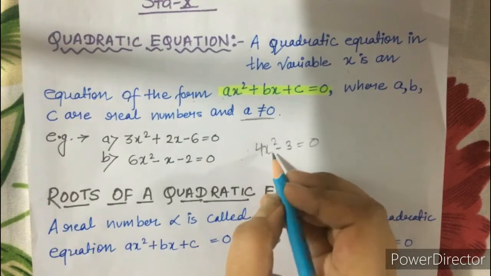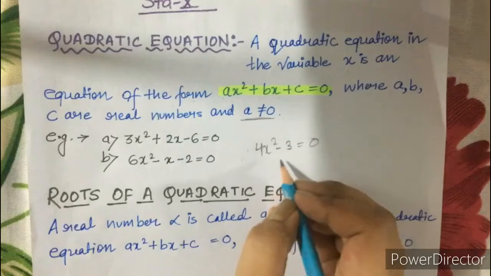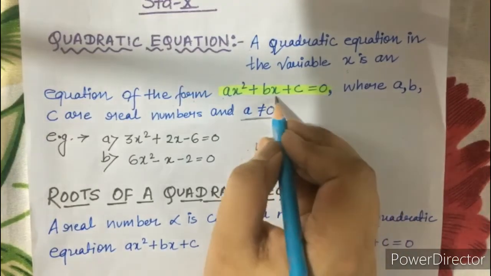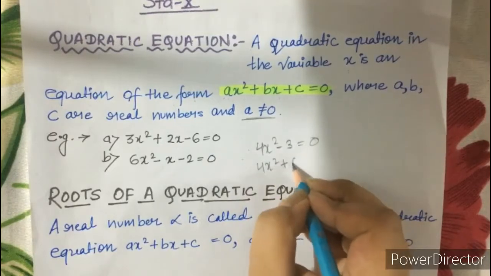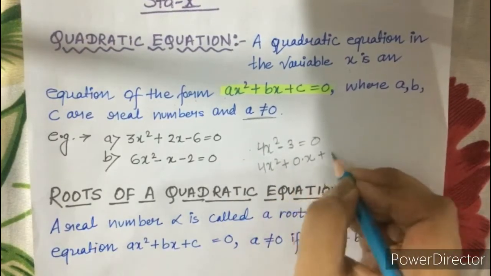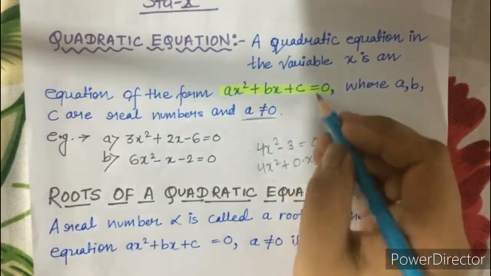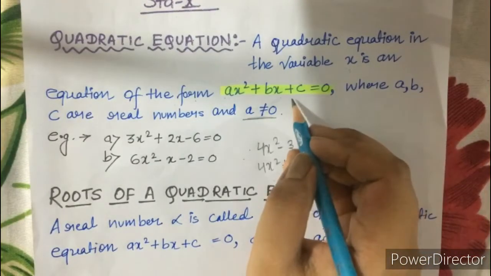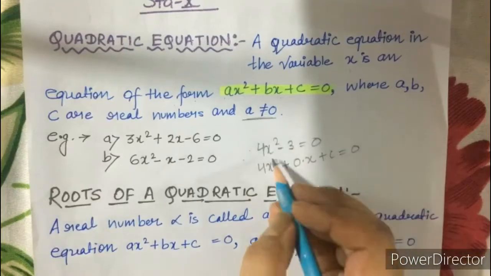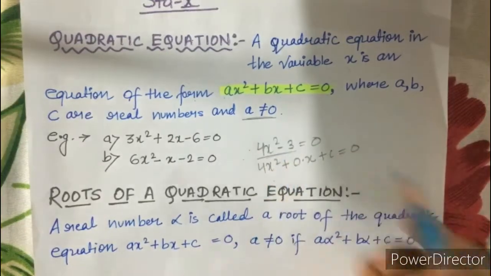यहाँ पे आप क्या देख रहे हो, आपको यहाँ पे पावर 2 मिल रहा है. If the bx form is not there, we can easily write 4x square plus 0 into x plus c is equal to 0. Now you can just compare. This looks like the previous form. Okay, so this one is also a quadratic equation.